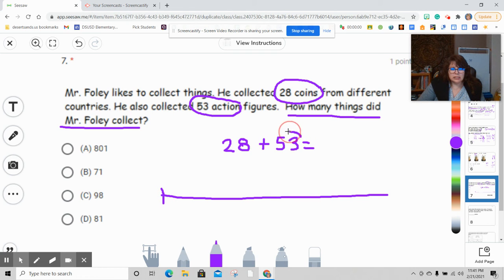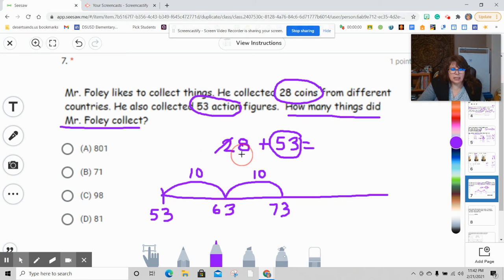So I'm going to start with my greatest number, which is 53. So now I see that in number 28, I have 2 10s. So I'm going to do 2 hops, each of 10. So I know that 53 plus 10 more will be 63. 63 plus 10 more would be 73. Now I did the tens, now I need to do the ones. In 73, I need 7 more to make the 80 because 3 plus 7 makes a 10.